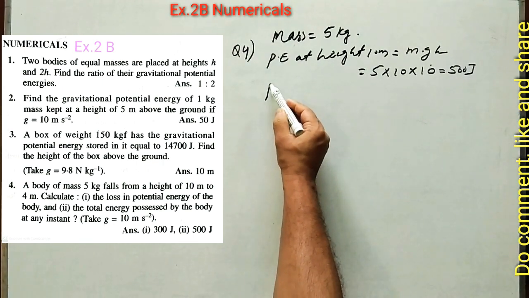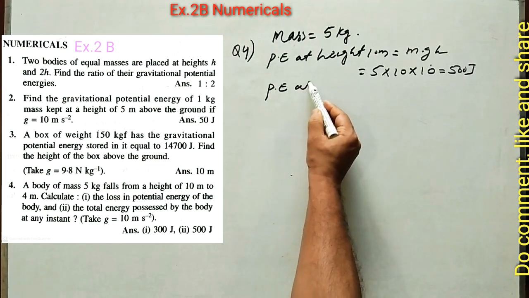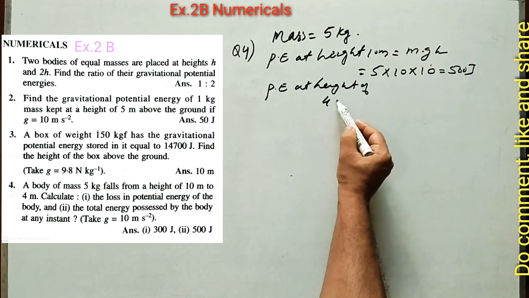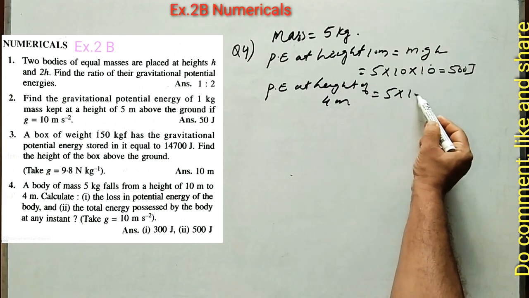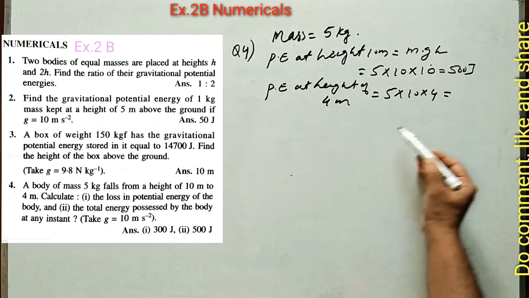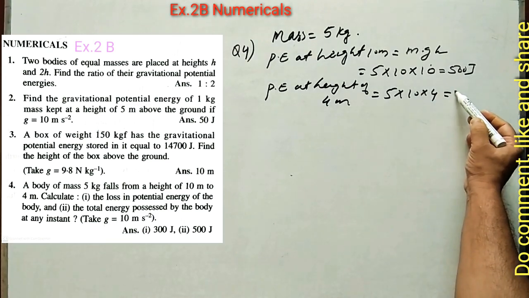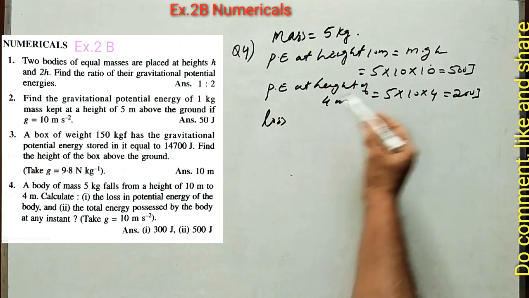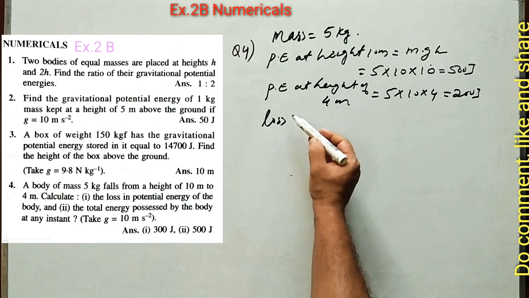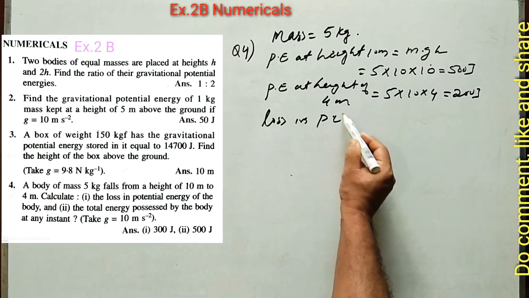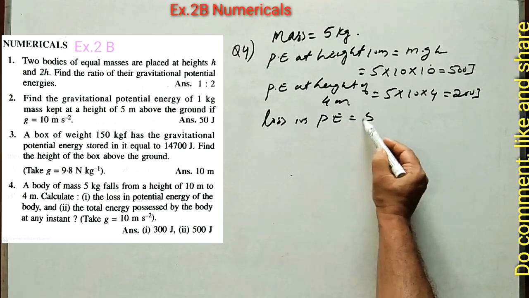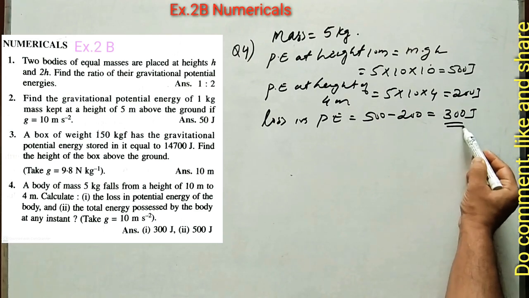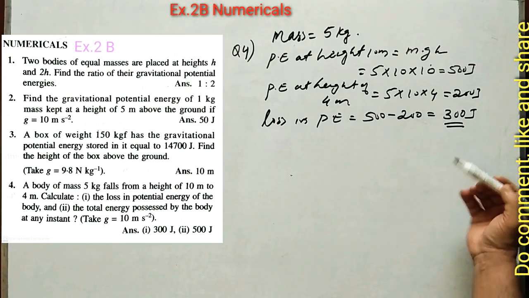So when the body is falling down and reaches a height of 4 meter, the potential energy is equal to 5 into 10 into 4, mgh. So it is coming out as 200 joule. So the loss in potential energy after falling through a distance of 6 meter is equal to 500 minus 200, that is equal to 300 joule. So this is the loss in potential energy.